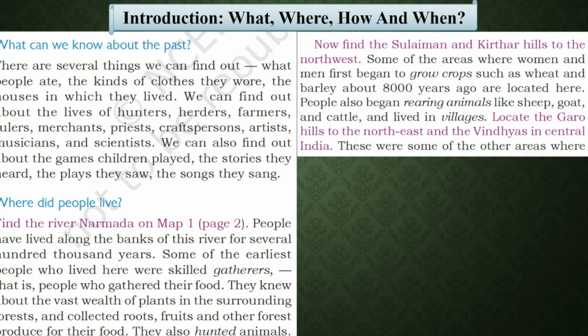what can we know about the past. About the past we can know many things: how people were eating, what kind of clothes they were wearing, which type of houses they were living in. We can find more information about the life of hunters, herders, farmers, rulers, merchants, princes, craftspersons, artisans, scientists, musicians, etc.